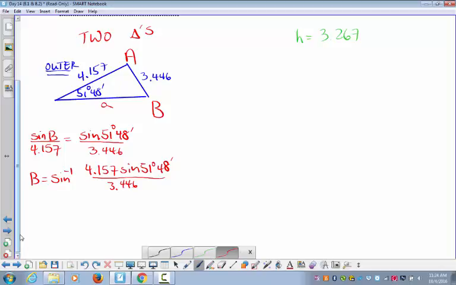Sign of all that. Did anybody get B? 71 degrees 26 minutes 29.76 seconds. 71 degrees 26 minutes. So we'll just go to the nearest minute since that's how they gave the other angle. So we'll just round that. How many seconds did you say?